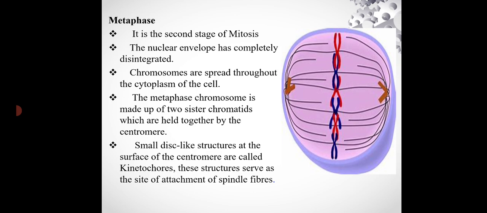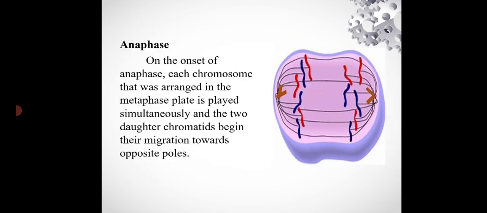Metaphase. It is the second stage of mitosis. The nuclear envelope has completely disintegrated and chromosomes are spread throughout the cytoplasm of the cell. The metaphase chromosome is made up of two sister chromatids which are held together by the centromere. The small disc-like structures at the surface of the centromere are called kinetochores. This structure serves as the site of attachment of spindle fibers. The center of the cell is the metaphase plate. This process is called congression. Okay, next, anaphase.